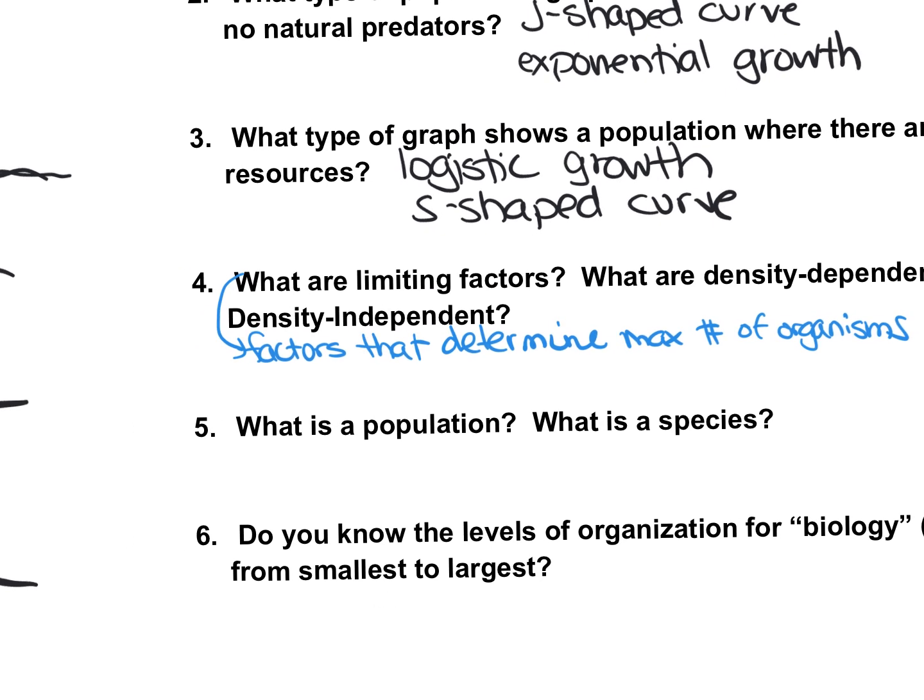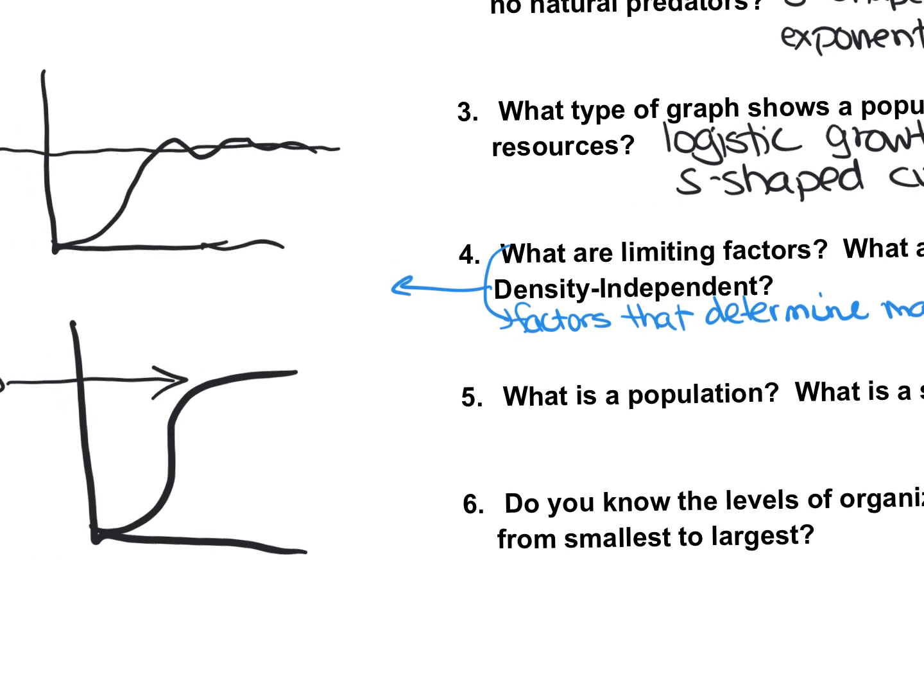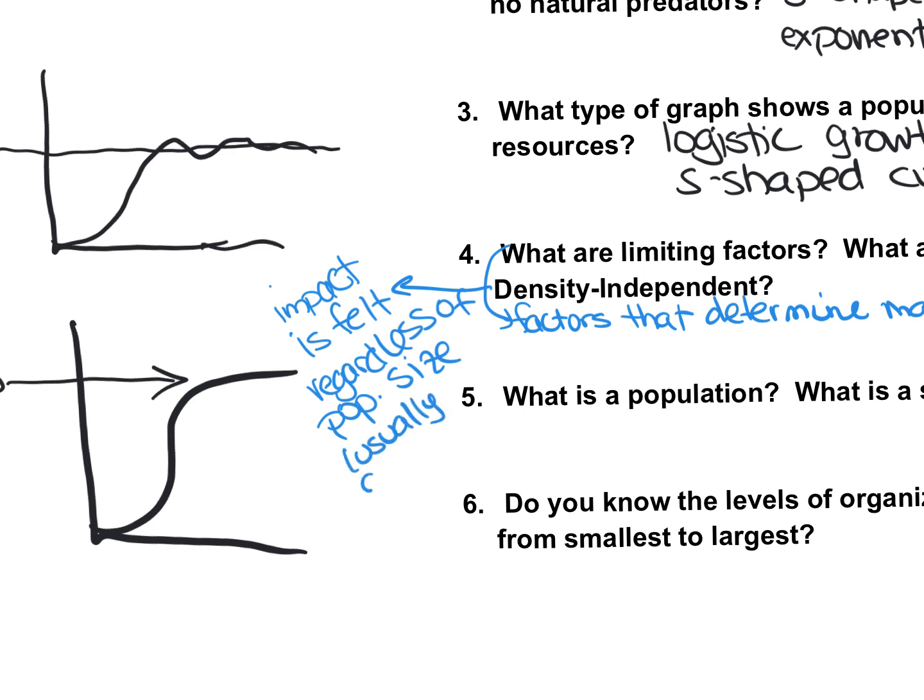All right, what about density independent? Impacted by population regardless of size, usually abiotic. So the impact is not dependent upon the population size. And so these are usually abiotic, but these are usually things like weather disasters, right? It doesn't matter if we have 25 people in this room or we have 125. If a tornado is coming, the tornado is coming.